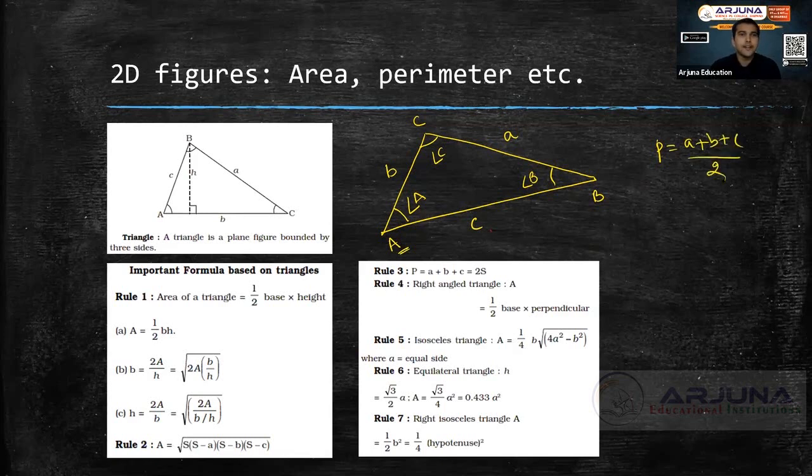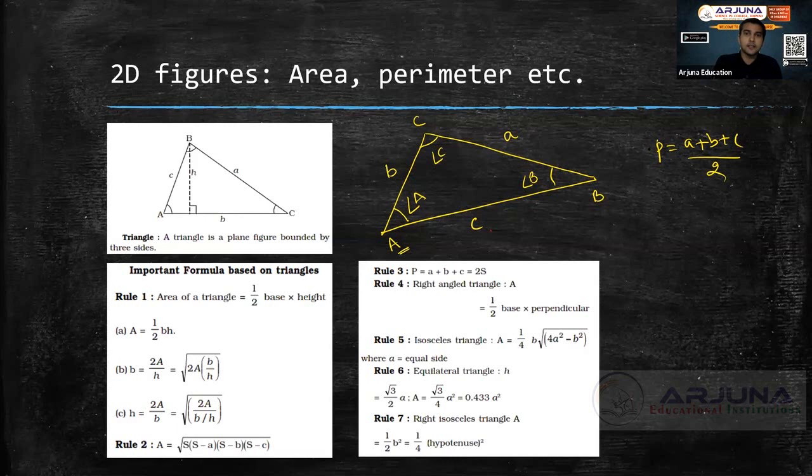Okay, so how do you find the area of a triangle? The area of a triangle is half into base into height. And you can also find the area of a triangle using a second way, that is Heron's formula. You have studied Heron's formula, right? That is root of s into s minus a into s minus b into s minus c. So what is s in that? That is semi-perimeter.